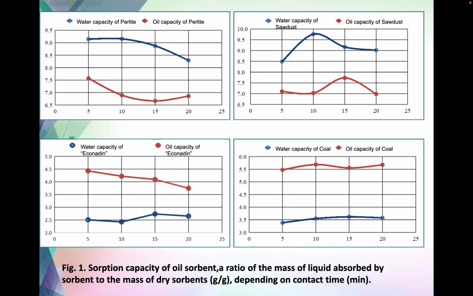At the first stage, the absorption properties of sorption materials were investigated, depending on the contact time. As can be seen in the figure, perlite and sawdust have a higher water capacity than oil capacity. Regarding econidin and coal, we observe the opposite picture. These sorbents have higher oil absorption capacity than water absorption. In addition, the oil capacity of the studied sorbents varies depending on the contact time with oil, which is associated with the structure of the sorbents, in particular their porosity and saturation time.